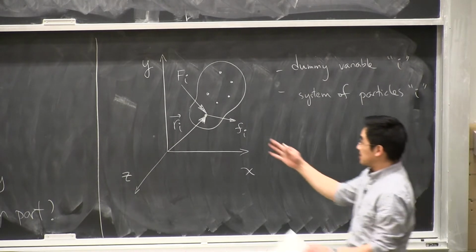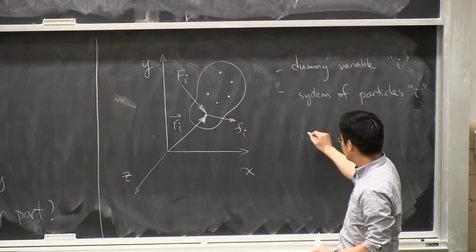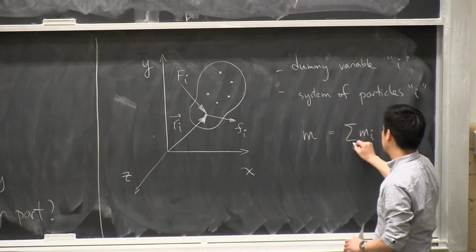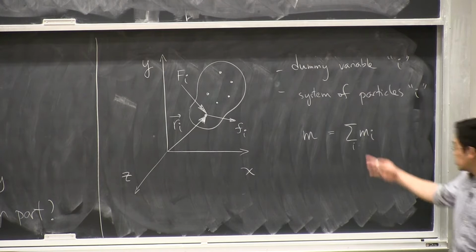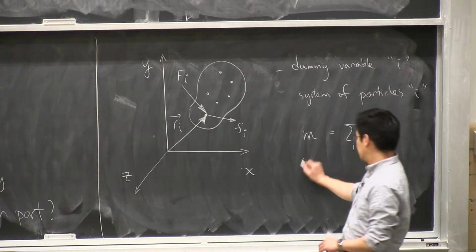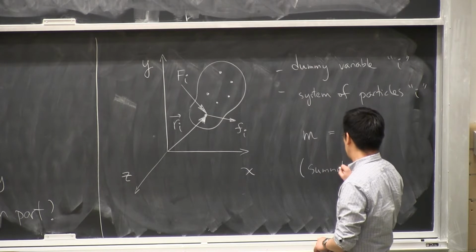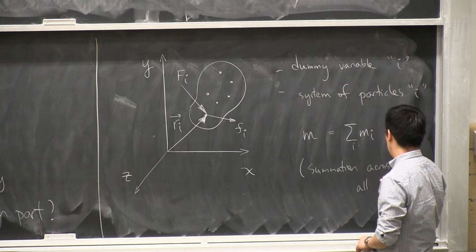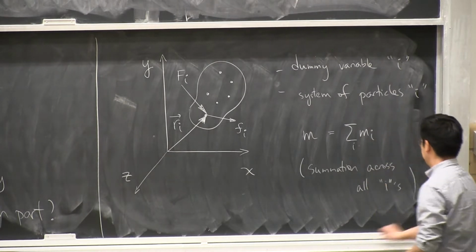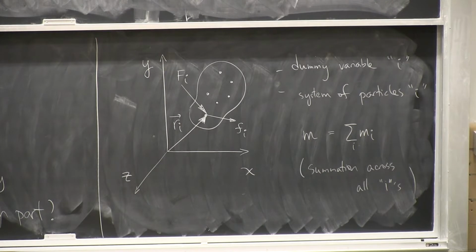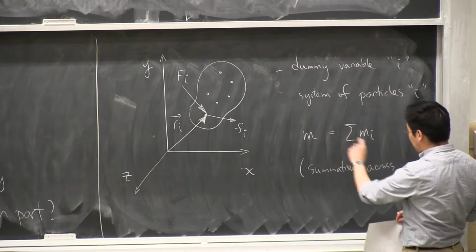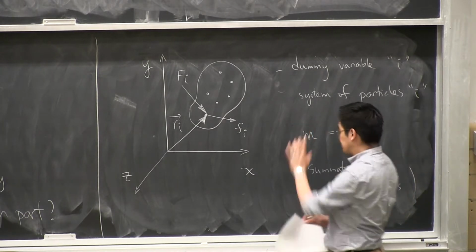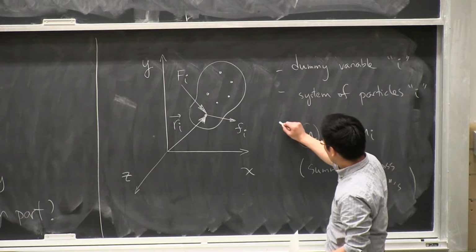The idea is obviously if you want the total mass of the system, it must be equal to the sum of all of the masses mi. So summation across all possible values of i. Okay? So the next thing I'm going to do, once you've established that every single one of these particles has a little bit of mass mi, is that the sum of all of them gives you the total mass of the system m. So this is the whole system.